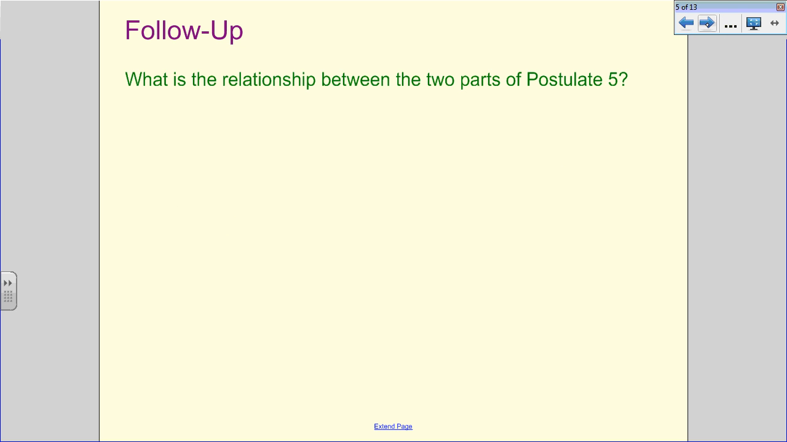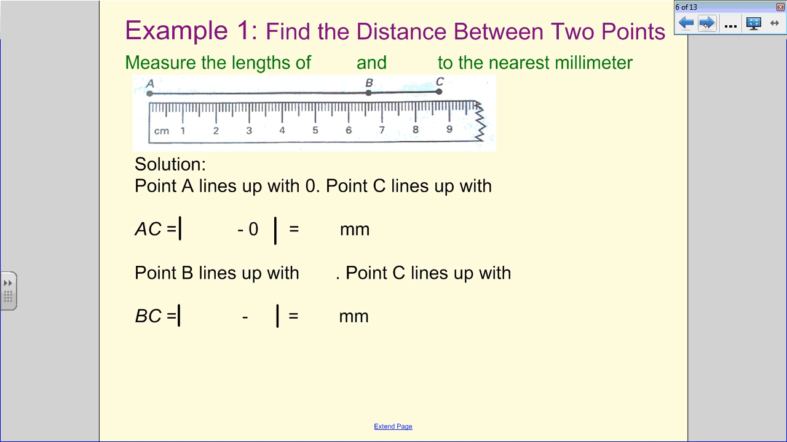So your follow-up is, what is the relationship between the 2 parts of postulate 5? I want you to do a little bit of thinking and write something down. This is really what we'll kick off class with on Monday, going back and looking at these 2 parts of postulate 5. This will be a check-in class problem, so you need to think and write something down, but we'll check it together in class.